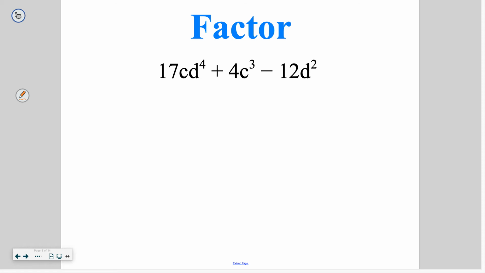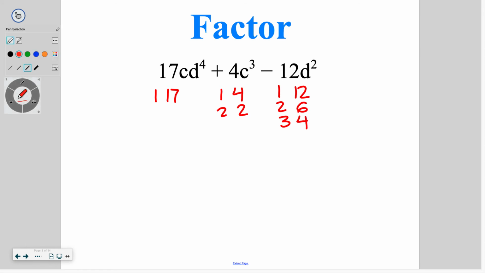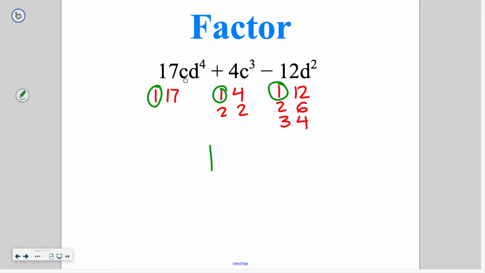Last case that you could run into, we've got 17cd to the 4th plus 4c to the 3rd minus 12d squared. So I start by looking at my numbers. I've got 1 and 17, that's the only factor there. 4 is 1 and 4, 2 and 2. 12 is 1 and 12, 2 and 6, 3 and 4. So my biggest term for number that can be factored out is a 1. Then I've got c to the 3rd, and nothing, so I can't pull out a c. I've got d to the 4th, nothing, and d squared, so I can't pull out a d.